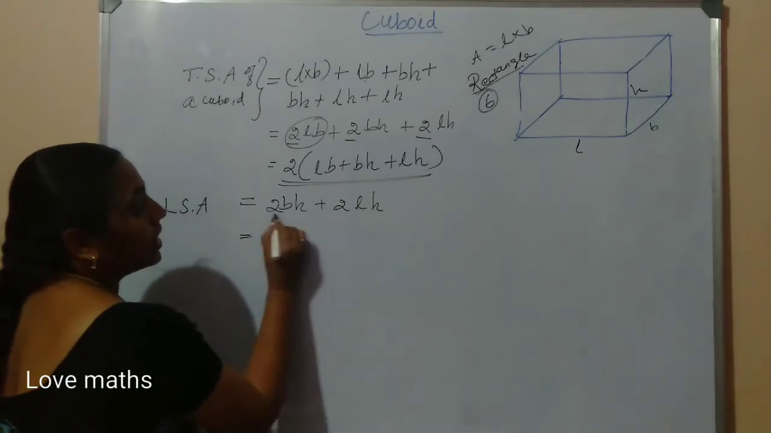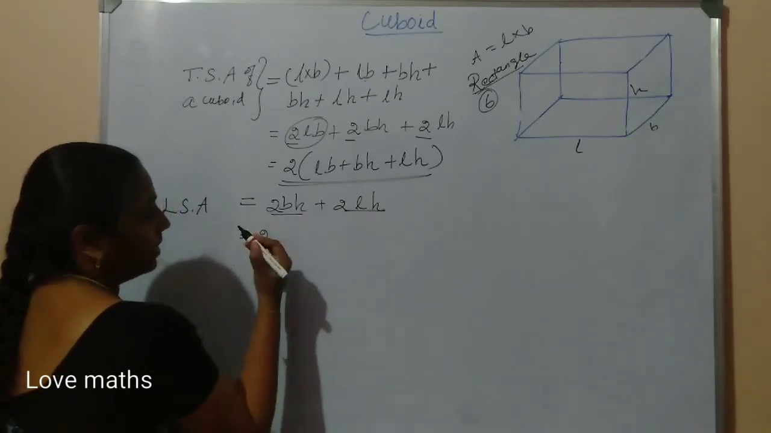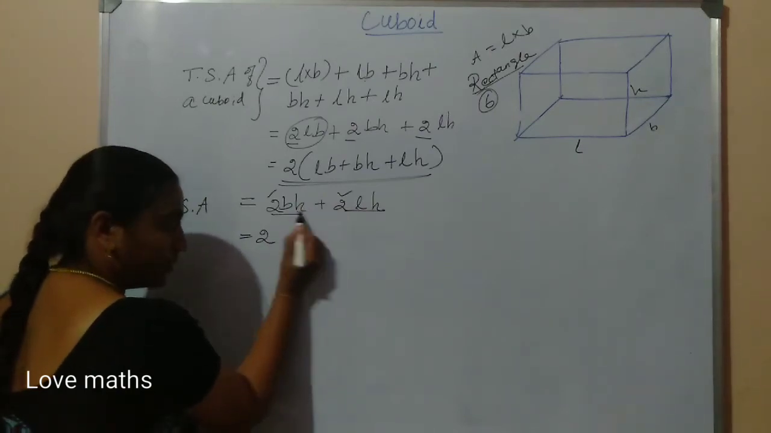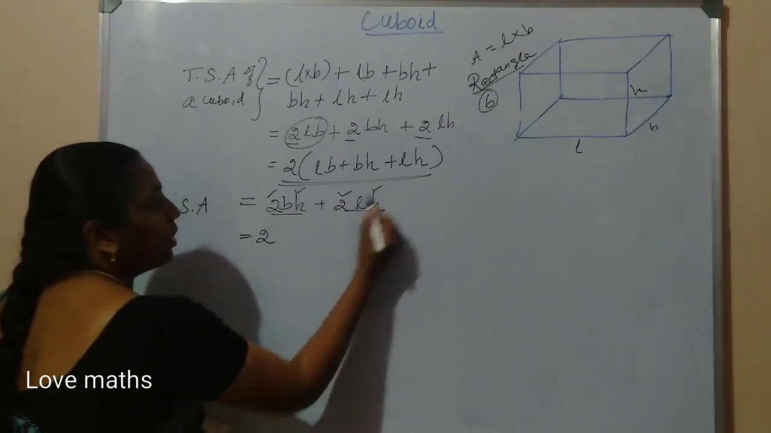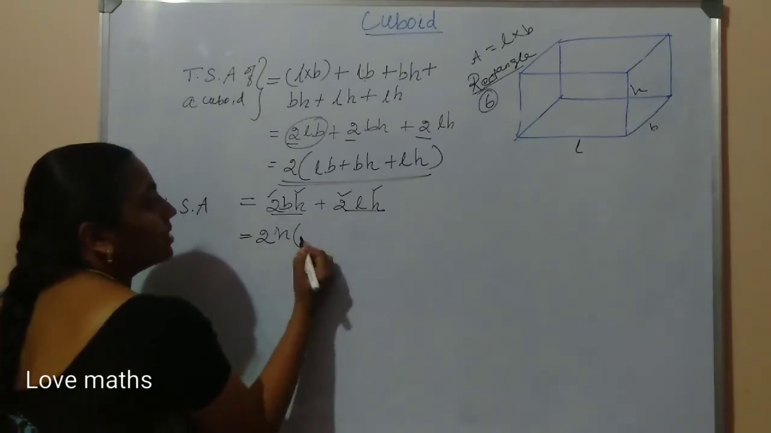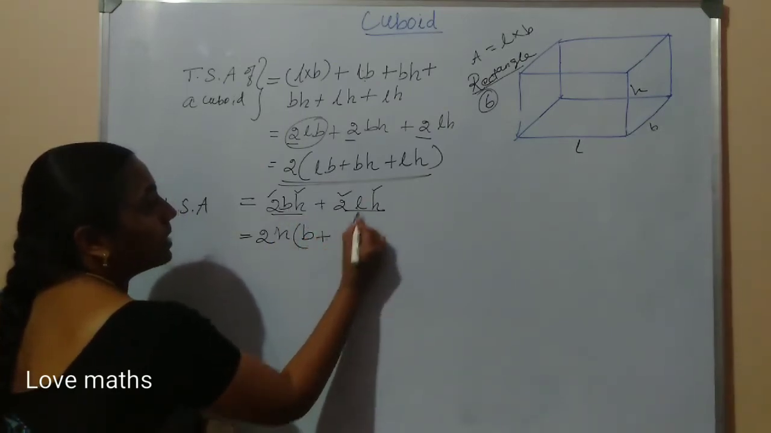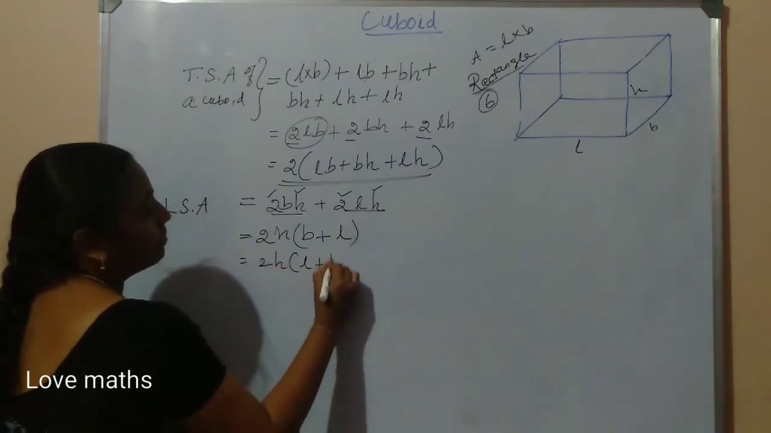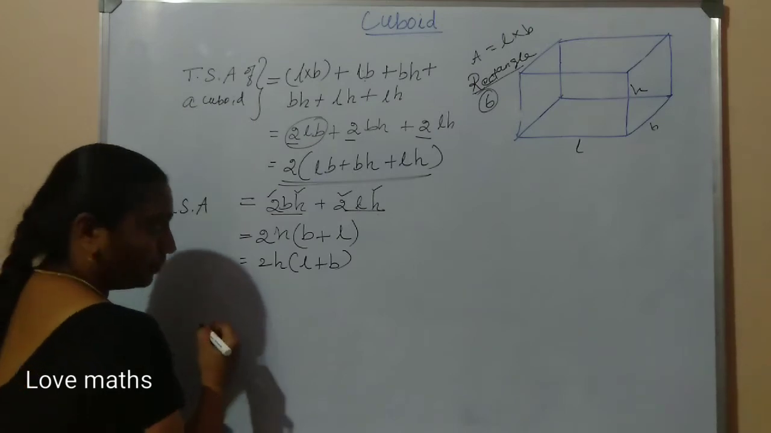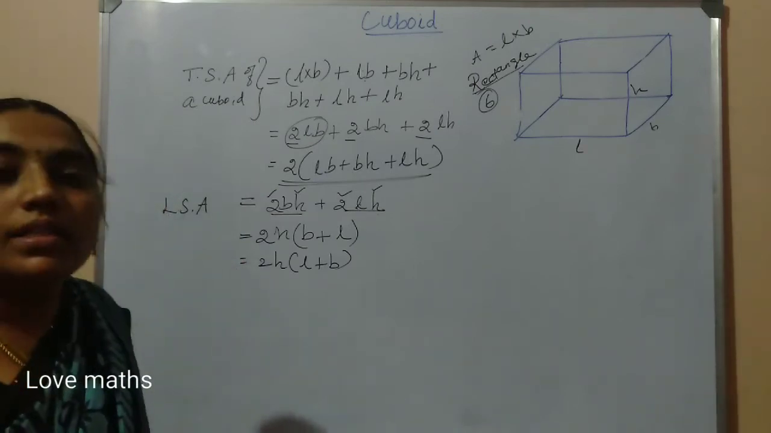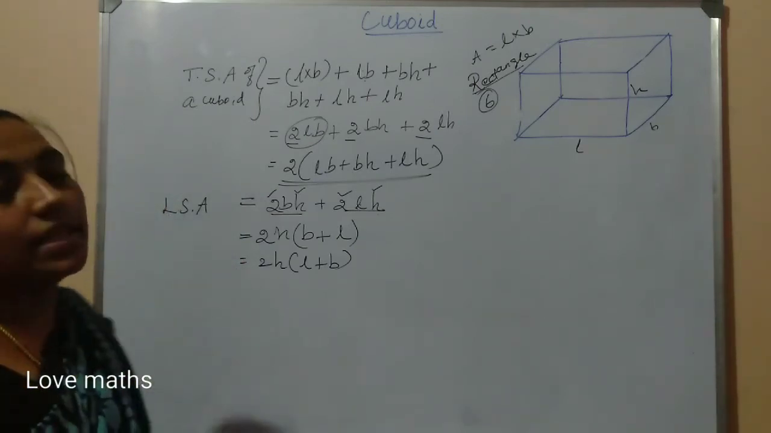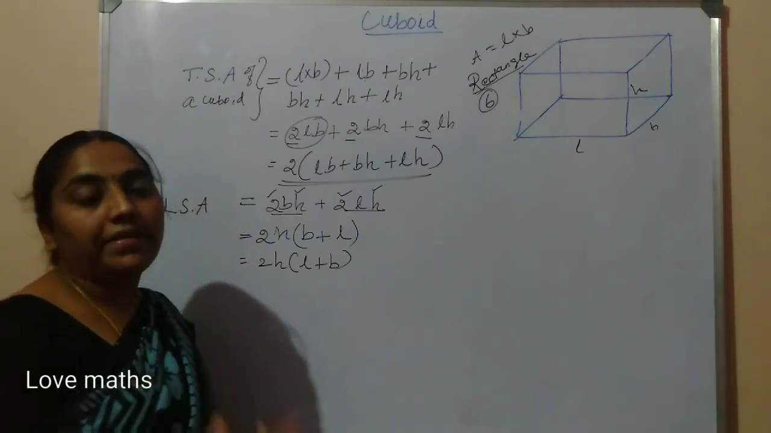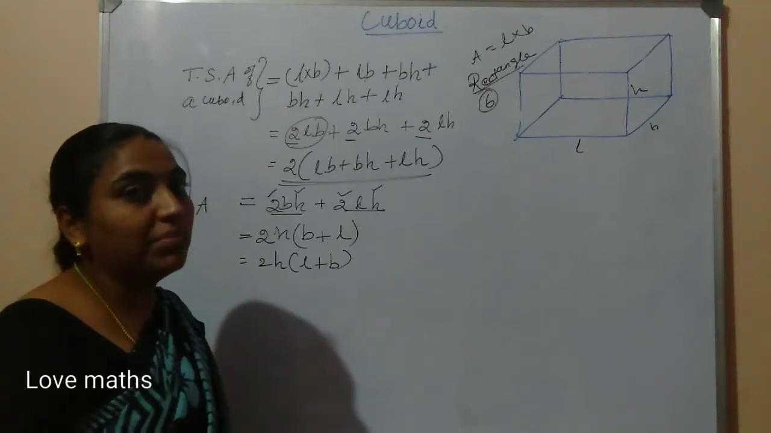In these 2, which is the common term? 2 is common. Is B common? No. Is H common? Yes, here also H is there, here also H is there. So take H outside. What is remaining? B plus L. So 2H into L plus B. You can write like that. Is it clear, children? This is the lateral surface area formula. Usually total means all. Lateral means you leave the top and bottom.